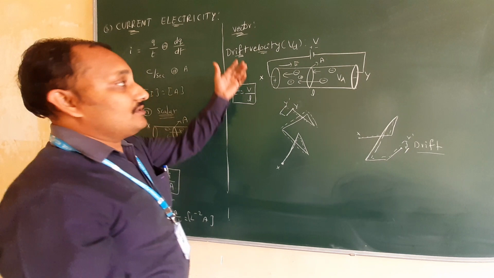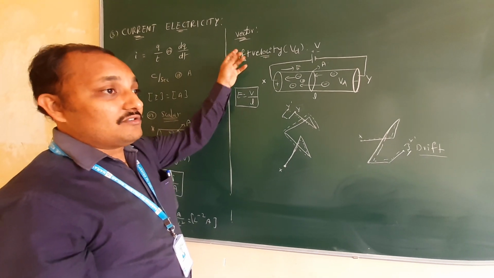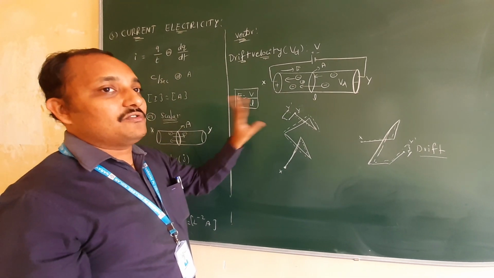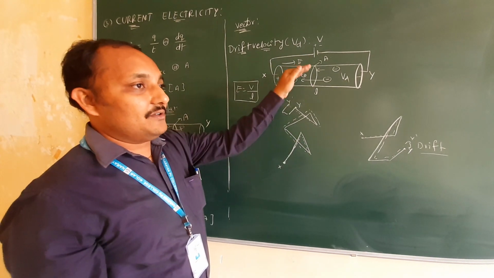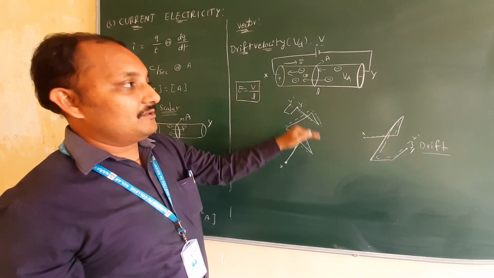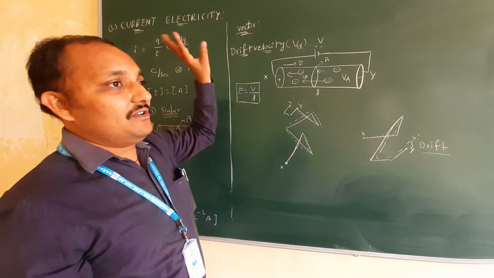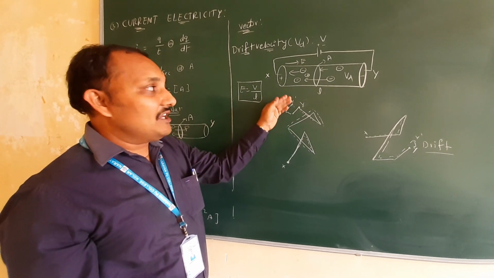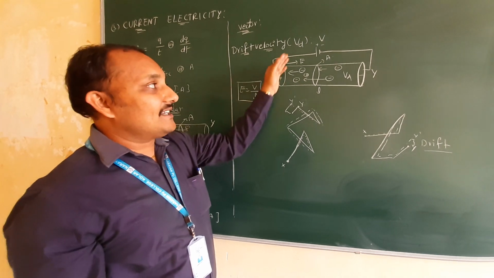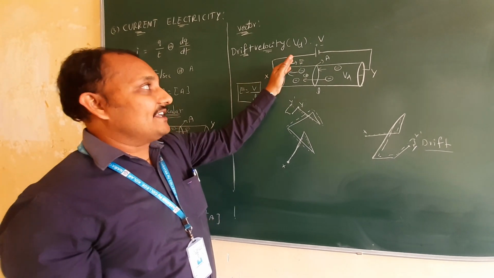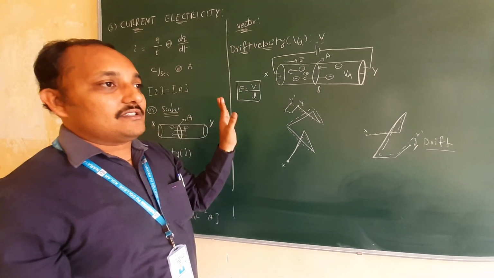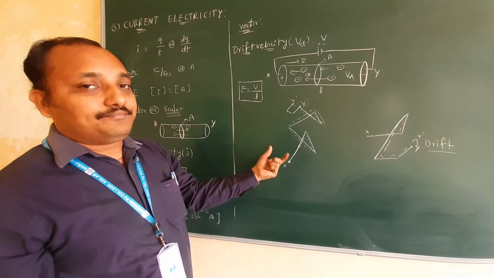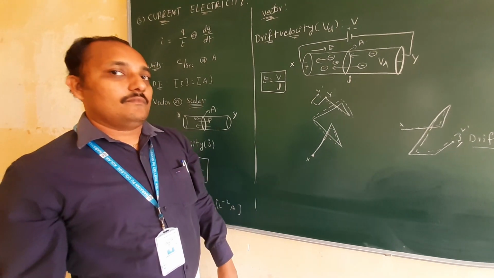Very, very important question. Define drift velocity. They will ask only the definition. All these I gave just for you people to understand. Only the definition you should remember. The velocity with which electrons are drifted towards the positive terminal of the conductor in the presence of external electric field is called drift velocity. Understood? Okay.